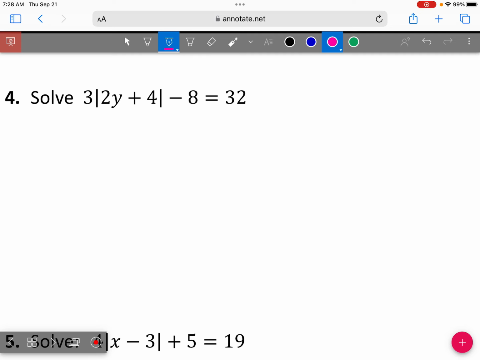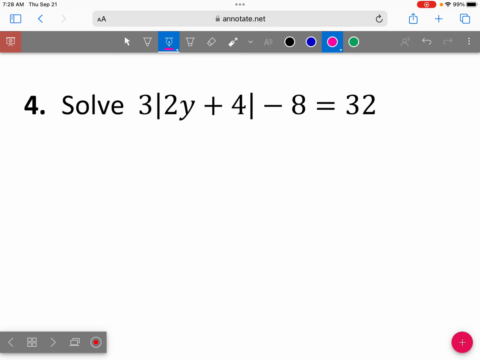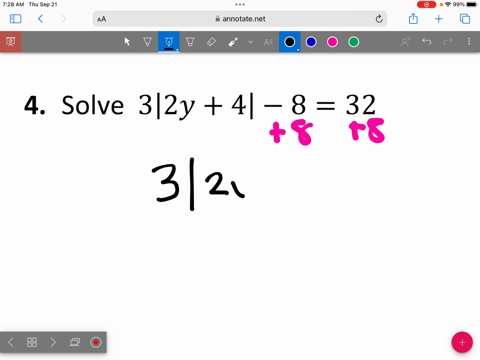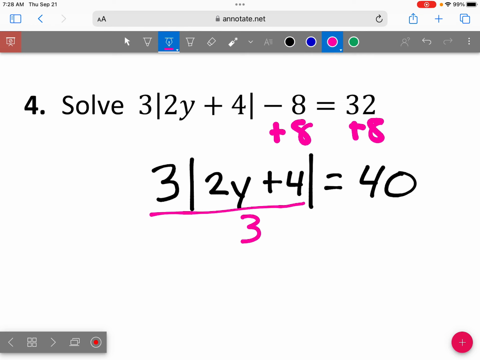So we're going to have the same steps. Isolate, split, solve. This time we will actually get to practice more than the isolating. So what do we do to get our absolute value by itself? Plus 8 on both sides. So we have 3 times the absolute value of 2y plus 4 equals 40. What do we do next? Divide everybody by 3.